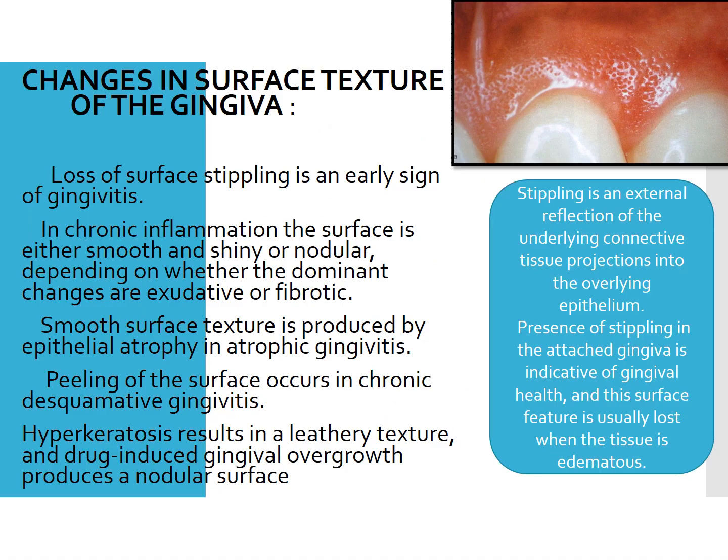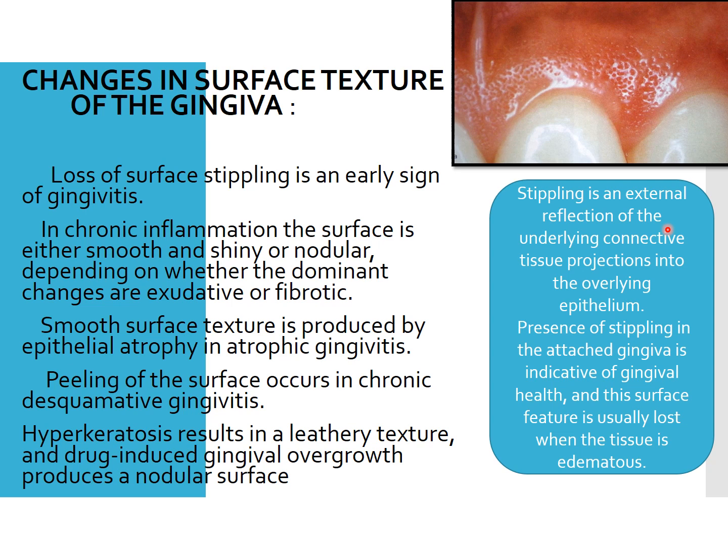Next, coming to the surface texture of the gingiva. In the normal feature, stippling will be present. For that you have to dry the gingiva. You can see the orange peel appearance of the gingiva, which is called stippling. So what actually is this stippling? It looks like orange peel, but it is actually an external reflection of the underlying connective tissue projections into the overlying epithelium.